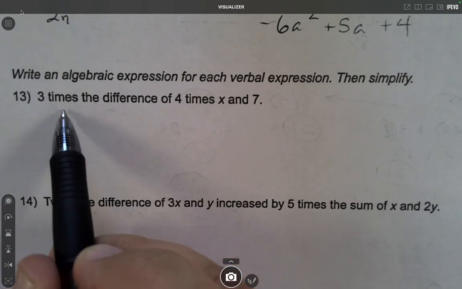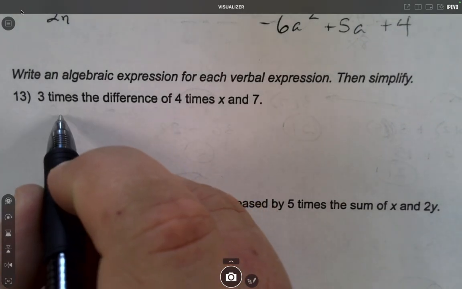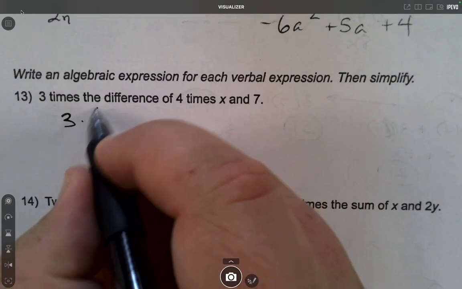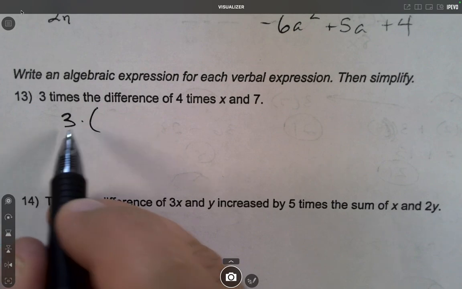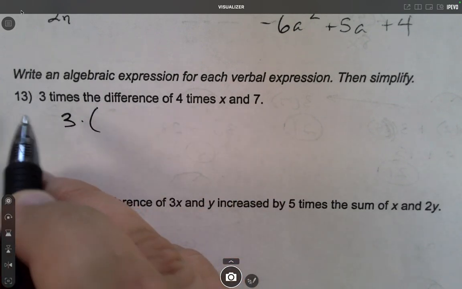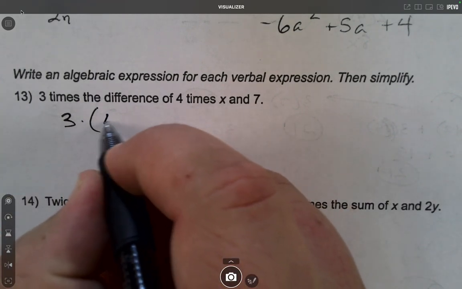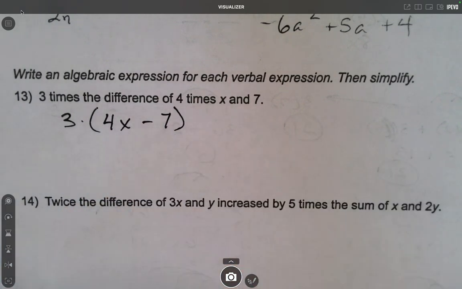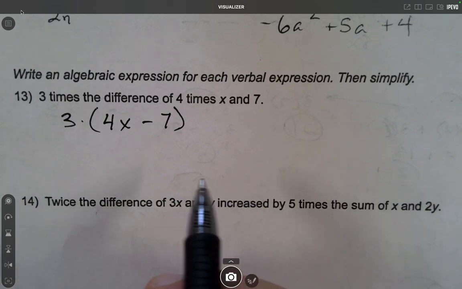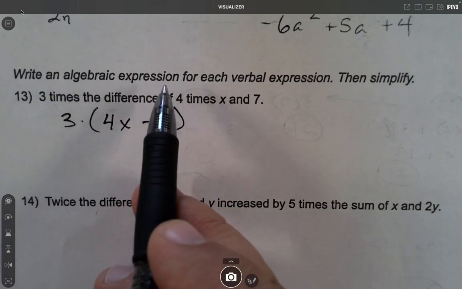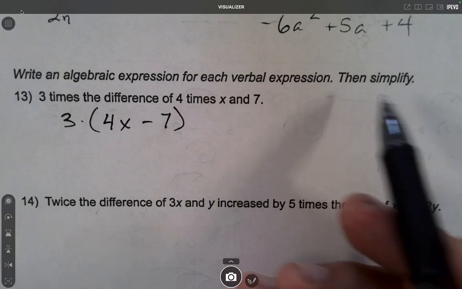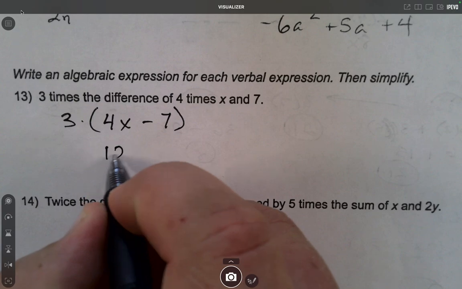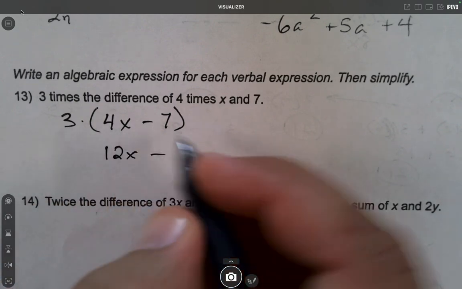So 3 times the difference, okay? So 3 times, and difference means subtract. So we need to put parentheses around it because we're supposed to triple, or 3 times, the whole thing over here. So 3 times the difference of 4 times x and 7. And I put subtraction because it's difference. So this is step 1. We wrote the algebraic expression. Step 2 is we'll simplify using the distributive property. So 3 times 4x is 12x, and 3 times 7 is 21.